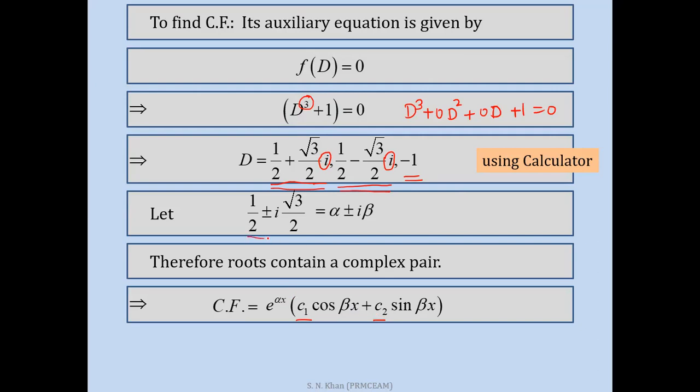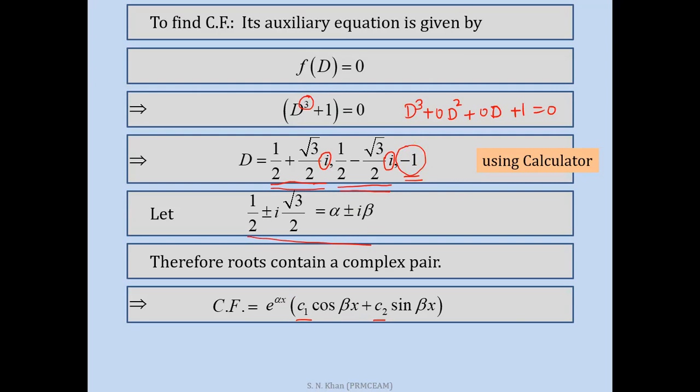तो जो पेयर यहाँ पे था उसके लिए सफिशियंट हो गया. But third root is also available. Third root is -1 and it is real. It does not contain imaginary term. So it is real completely.